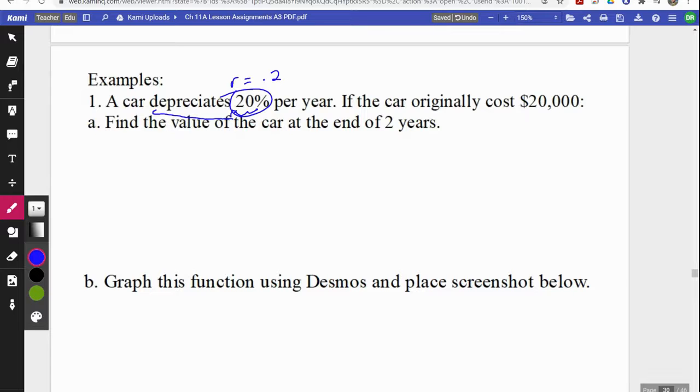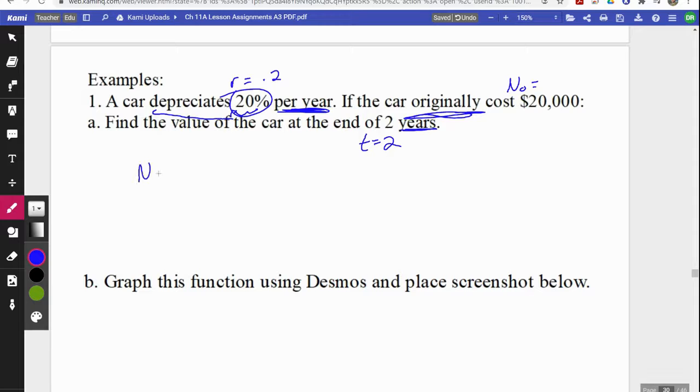If the car originally costs, that's like initially, so this would be P or N naught. I'll try to use the new formula this time. N naught was our original amount. Find the value of the car at the end of 2 years. T is 2 years. And it does say depreciates 20% per year. So these units line up, and that's good.